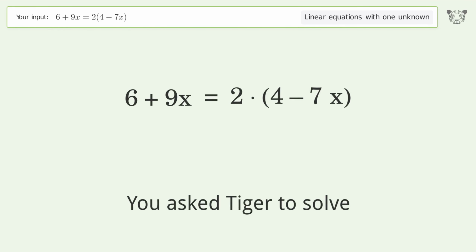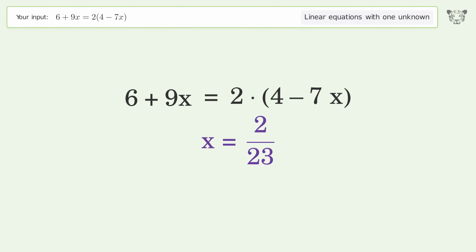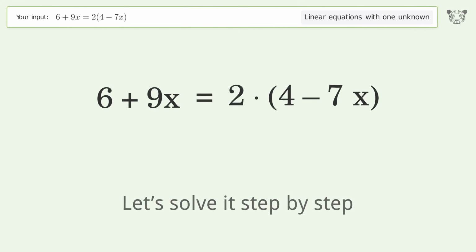You ask Tiger to solve. This deals with linear equations with one unknown. The final result is x equals 2/23. Let's solve it step by step.